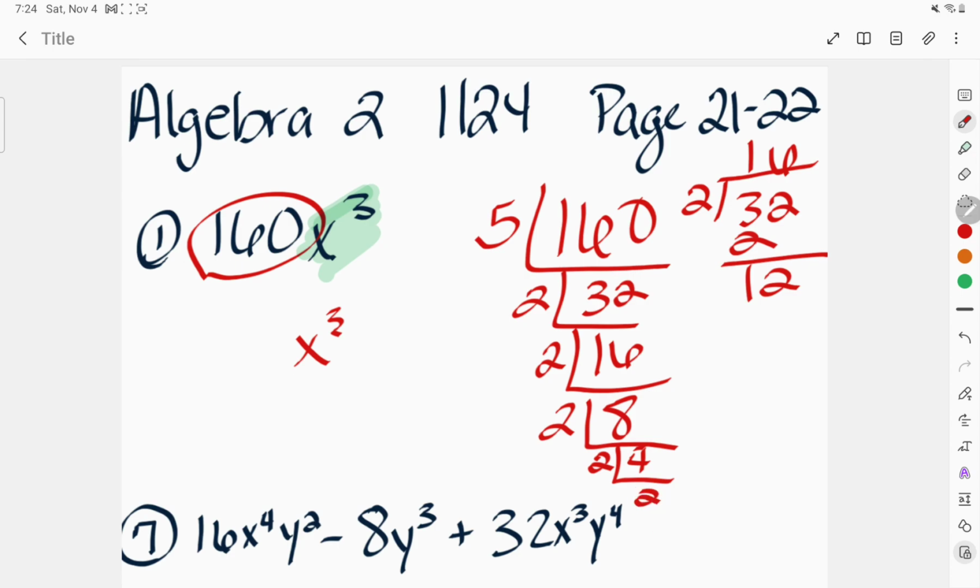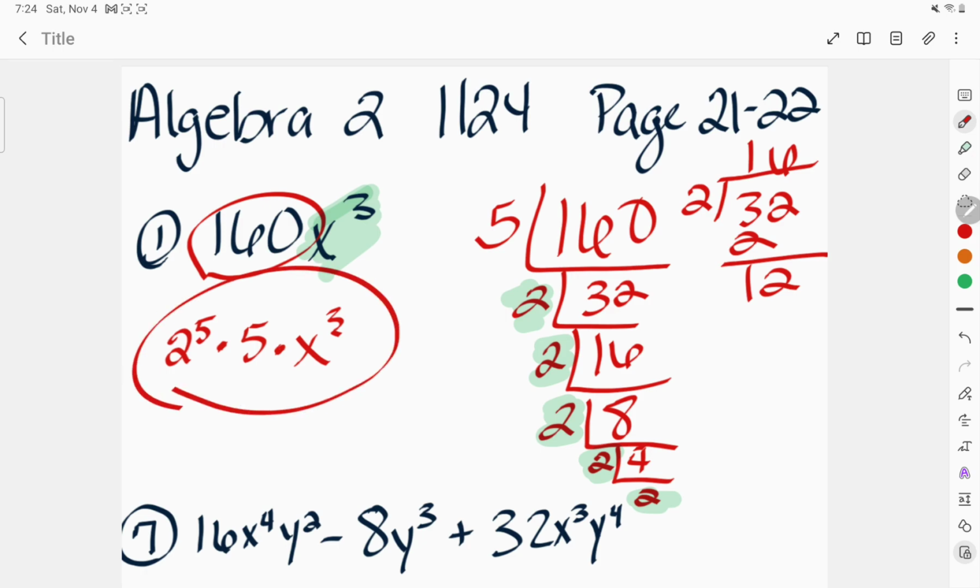Okay? So now that I've finally made it to a prime number, what I want to do is know how many 2's do I have. And I've got 1, 2, 3, 4, 5. So it's going to be 2 to the 5th power times 5 times x to the 3rd. And that is your answer, okay? So those other three that are on this page, 2, 3, and 4, you should be able to do those no problem on your own.